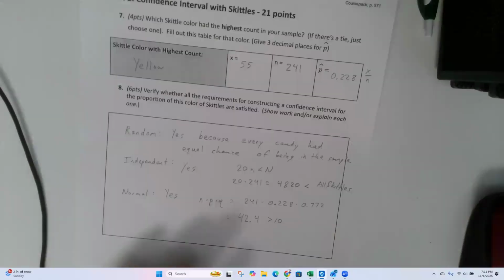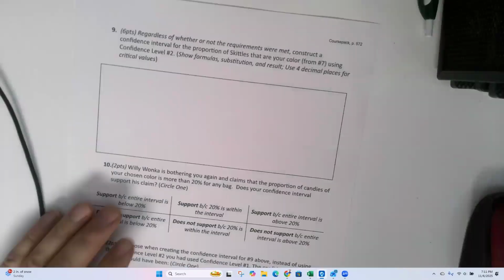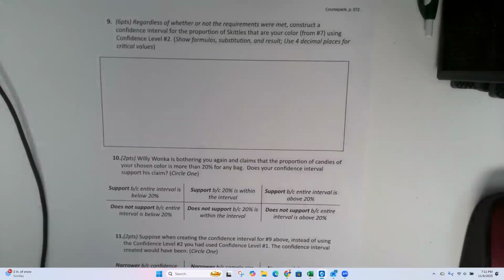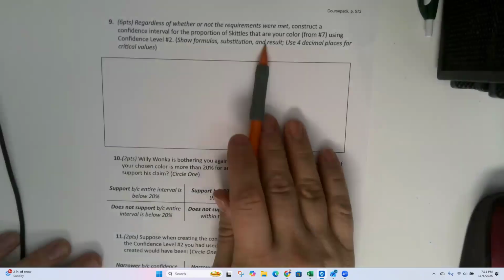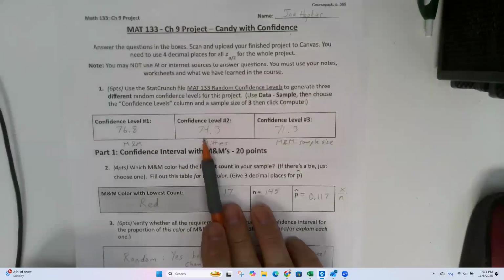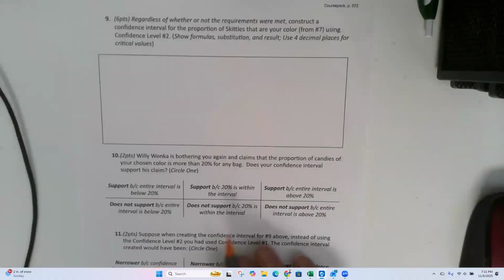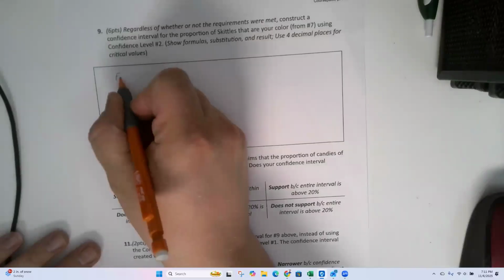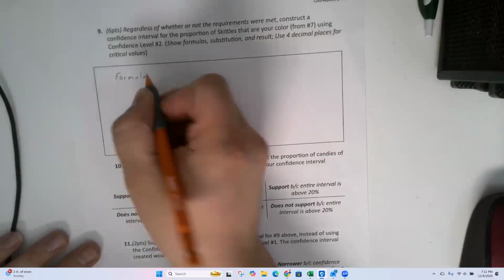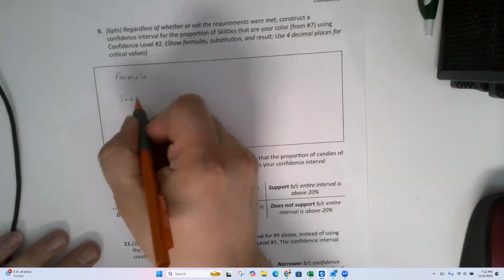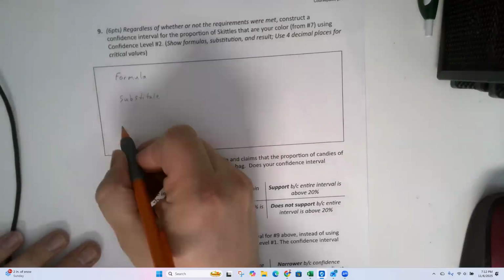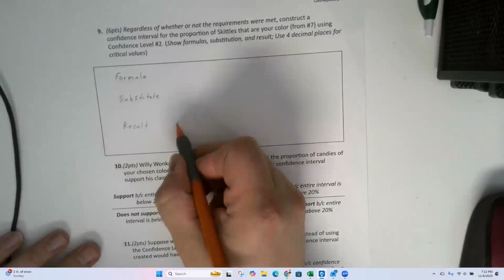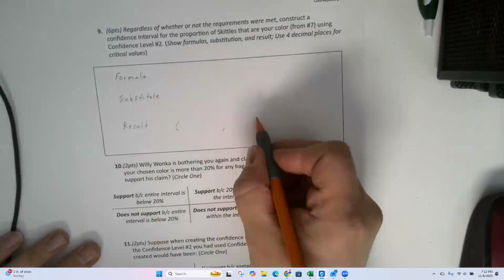All right, so let's go to question 9, page 572. Regardless of whether or not the requirements were met, construct a confidence interval for our Skittles. This time we're going to use confidence level number 2. And we still are going to show the formula. We do the substitution, and we get a result. And the result is going to be two numbers, a lower number and an upper number.